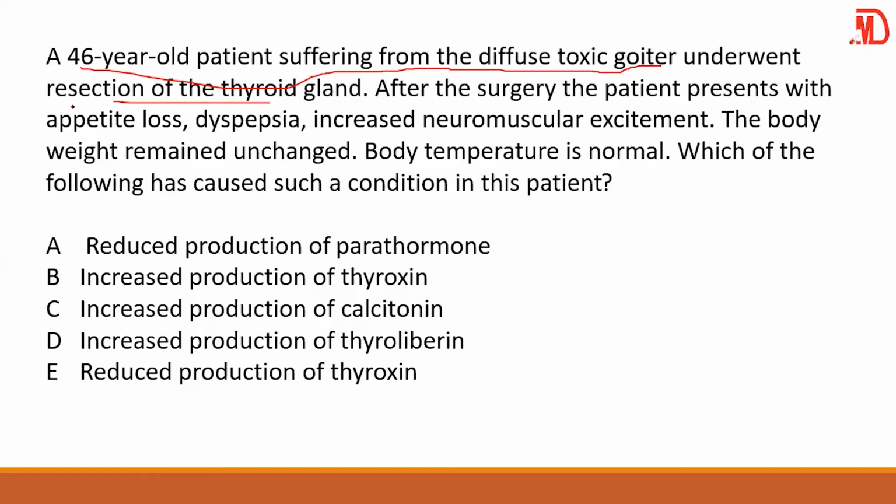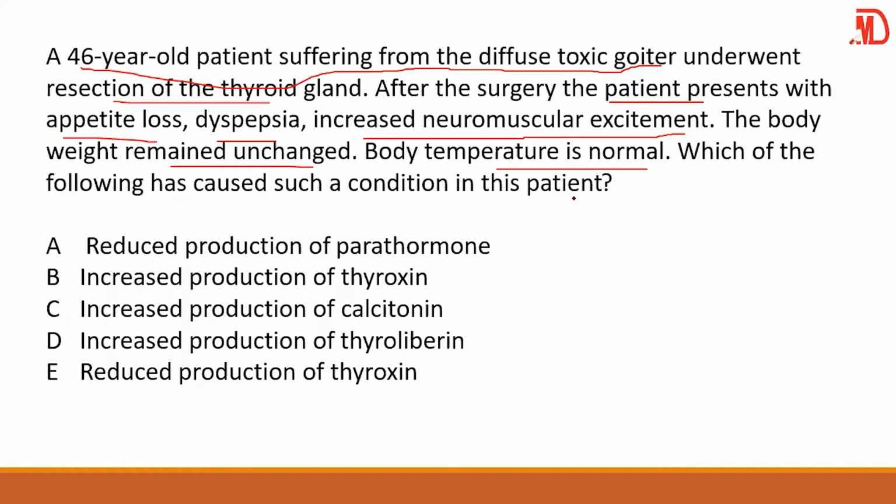Now, after surgery, the patient presents with appetite loss, dyspepsia, increase in neuromuscular excitement. The body weight remained unchanged. Temperature is normal. Which of the following can cause such things? Don't forget the person has undergone thyroidectomy, the removal of the thyroid. One of the complications of thyroidectomy is that it can affect the parathyroid gland as well.